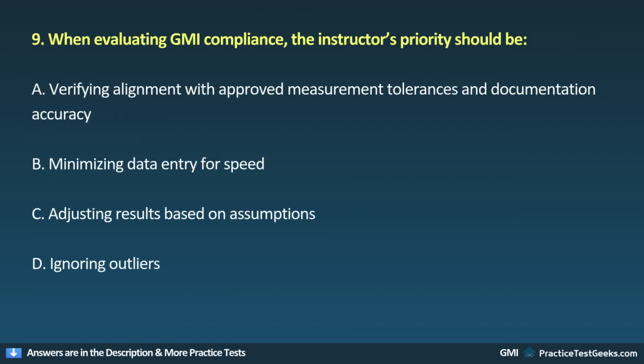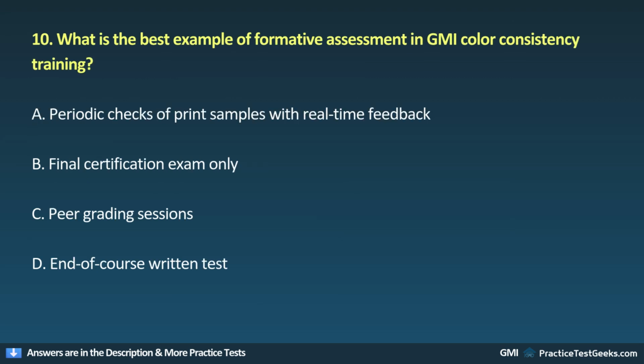9. When evaluating GMI compliance, the instructor's priority should be A. Verifying alignment with approved measurement tolerances and documentation accuracy. B. Minimizing data entry for speed. C. Adjusting results based on assumptions. D. Ignoring outliers. 10. What is the best example of formative assessment in GMI color consistency training?